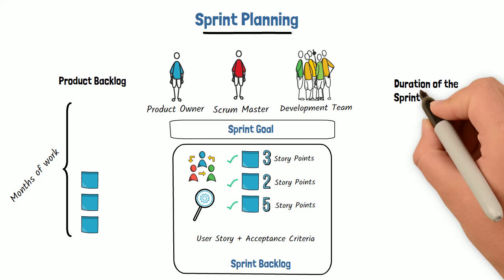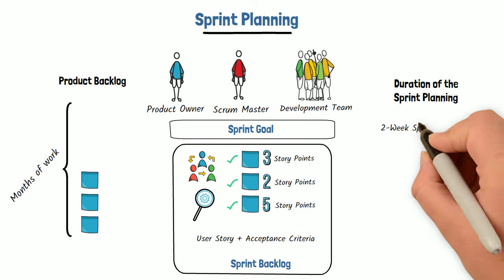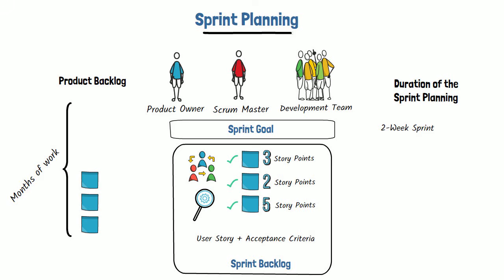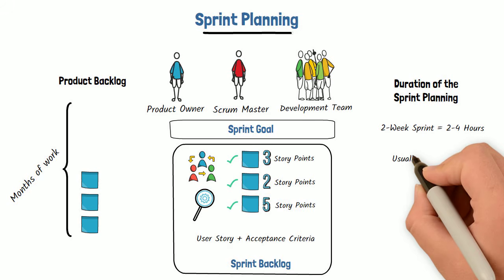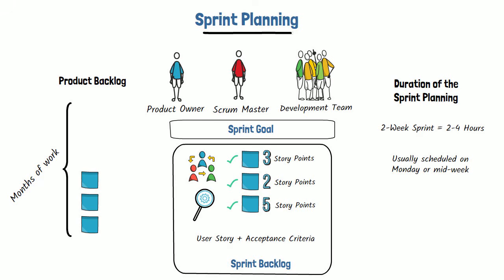The duration of the sprint planning meeting depends on the length of the sprint. If the team performs within a 2-week sprint, the sprint planning meeting should be anywhere from 2 to 4 hours. The more mature the Scrum team is, the more efficient and short the sprint planning usually is. The sprint planning meeting is usually scheduled on Monday or midweek. If you want to know when you should schedule your sprint planning and all the other Scrum ceremonies, you should watch our other videos here.